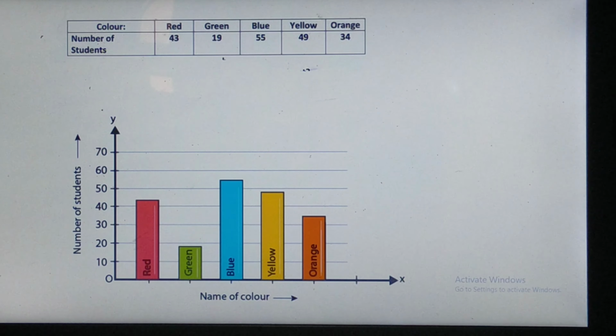And where do we stop drawing each bar? We have to check the corresponding value of red. What is the corresponding value of red? It is 43. So 43 students say their favorite color is red. The y-axis shows the number of students, the measured value, and the values will be from 19 to 55.